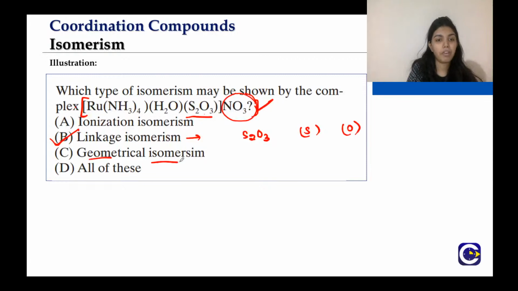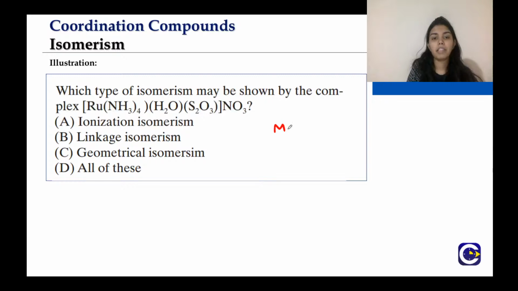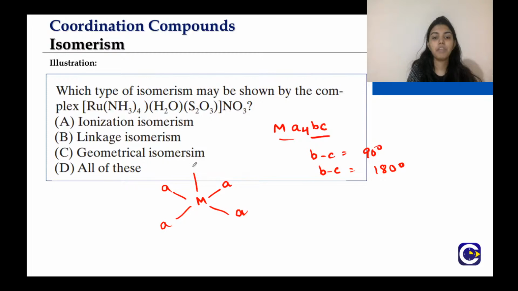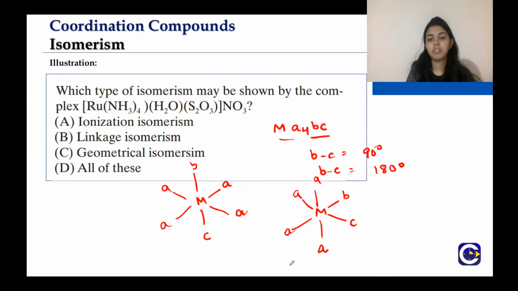Now the third one is geometrical isomerism. It can show geometrical isomerism also. We can have this complex as Ma4BC. So either B and C can be 90 degrees to each other, or B and C can be 180 degrees to each other. One geometrical isomer will be this when B and C are 180 degrees to each other, and one can be this when they are 90 degrees to each other. So two geometrical isomers are possible. So the answer will be all of these. Yes, you both are correct with your answers. Good.